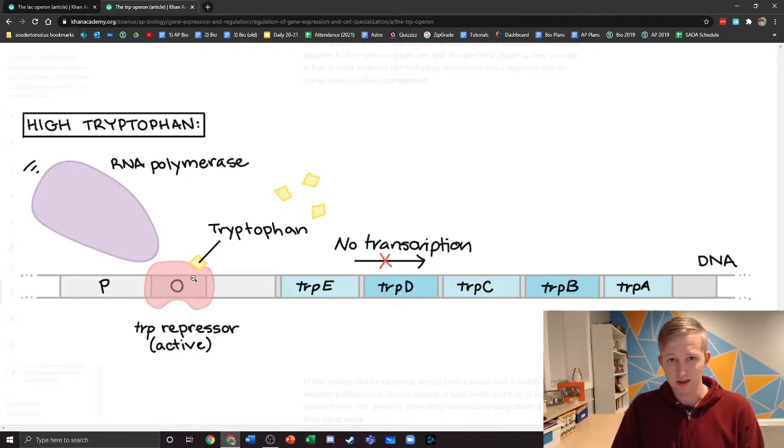So exactly the same overall mechanism as what we saw with the lac operon, but the repressor is sort of working in reverse. The repressor is inactive by default for tryptophan, but the repressor is active by default with regards to lactose.